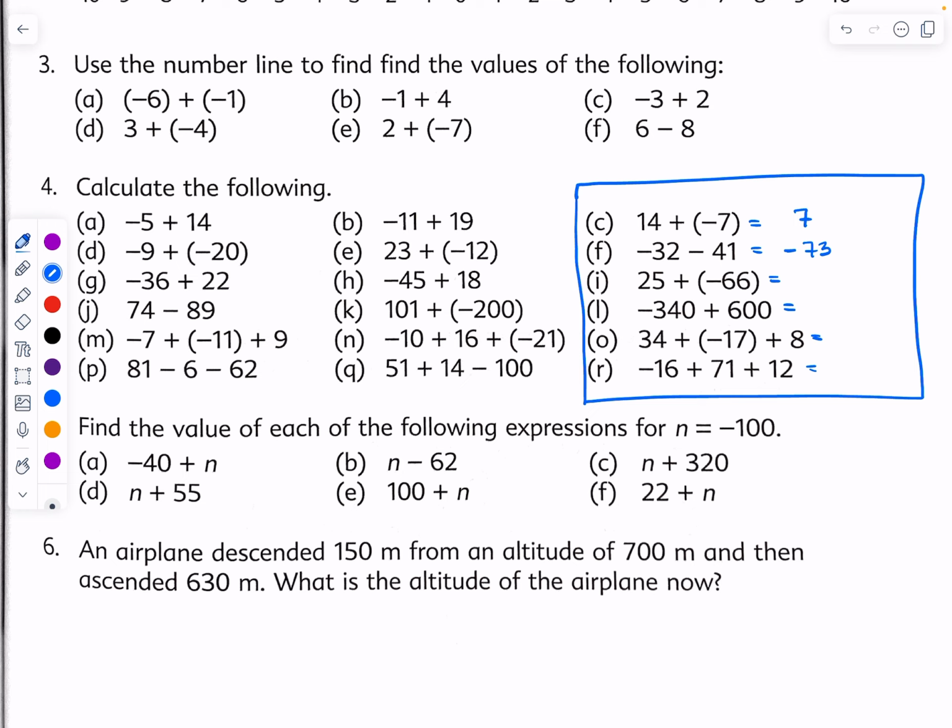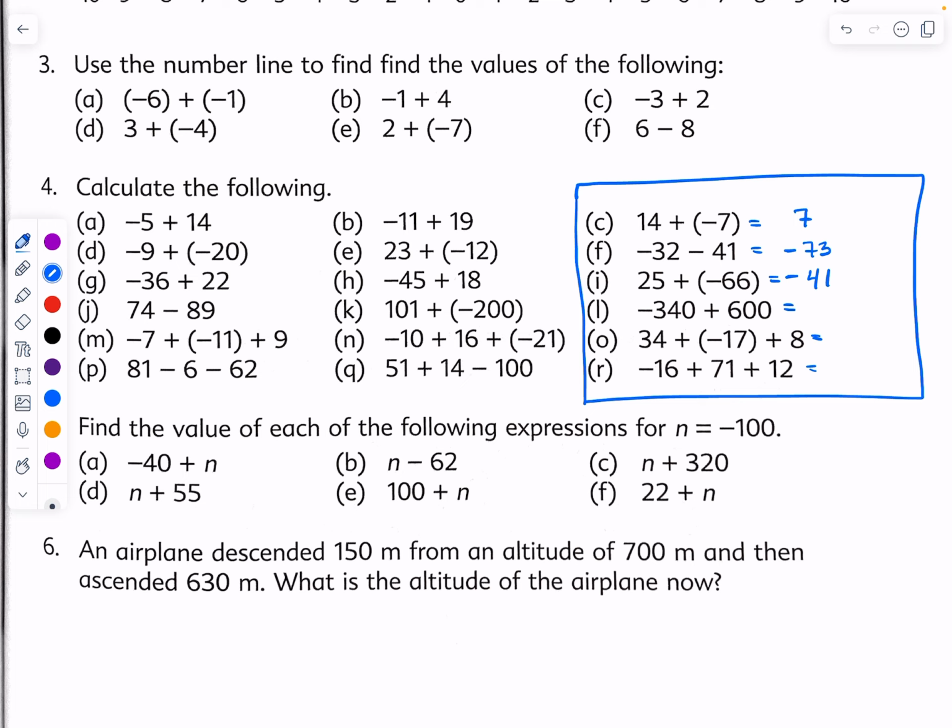Example I for igloo, 25 plus negative 66. The signs are different. Therefore, step 1, subtract. 66 minus 25 is 41. Positive or negative? It will be negative. We're adapting the sign of the greater numerical value.